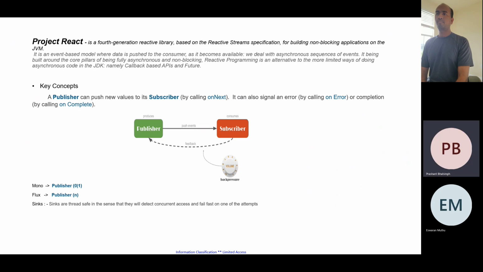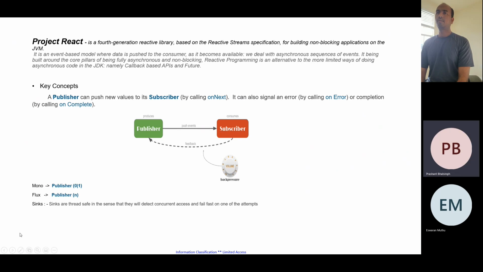So that's about publisher and subscriber. Now this publisher can be of two types. One is called Mono, where you can publish 0 or 1 events, and the other is called Flux, where you can publish a finite or infinite stream of events. It's specific for sending many events in a stretch.